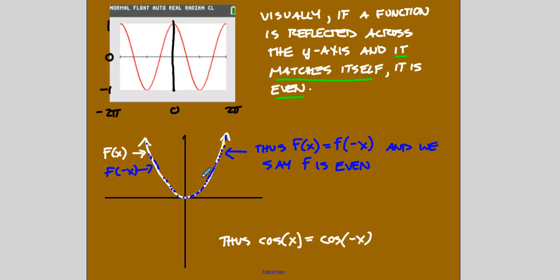So again, here's some function. This is a parabola. Say this could be f of x equals x squared. If I take f of x equals x squared, and then I take f of negative x, I'm going to get the same graph. So thus, if f of x equals f of negative x, then we say f is even. So in the case of cosine, that would mean cosine of x is equal to the cosine of negative x. In fact, this is the graph of cosine right here, and you can see that if you reflect this over the y-axis, it matches itself.